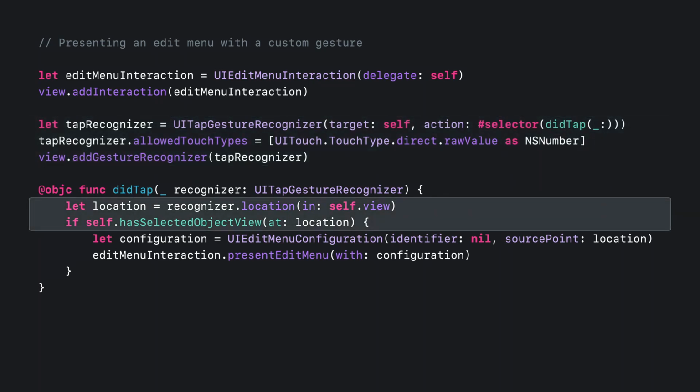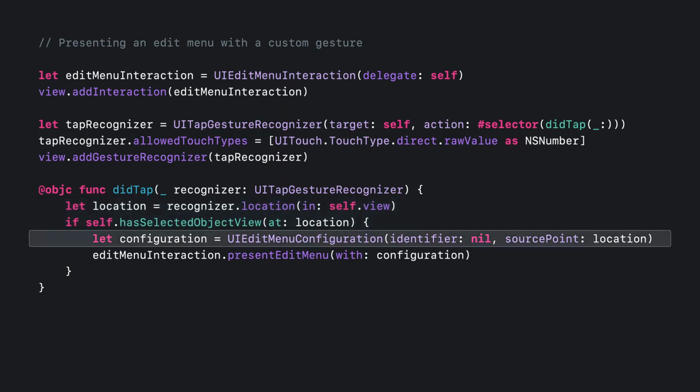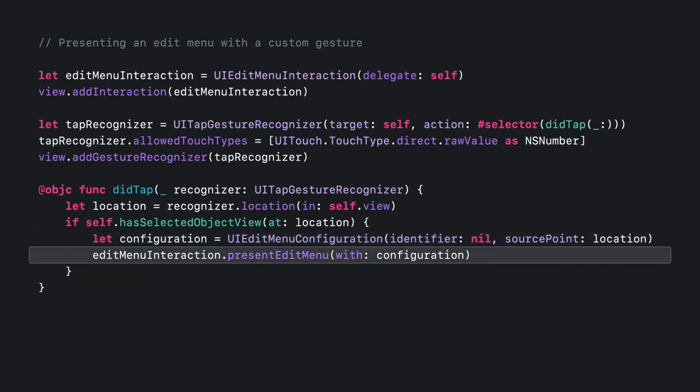Finally, when the gesture recognizer fires, determine if there is content at the location of the gesture that could display the menu. Then, create an edit menu configuration with a source point at the gesture's location. The source point is used to determine performable actions in the interaction's view to display in the menu. Once configured, call presentEditMenu(with configuration:) to show the menu.